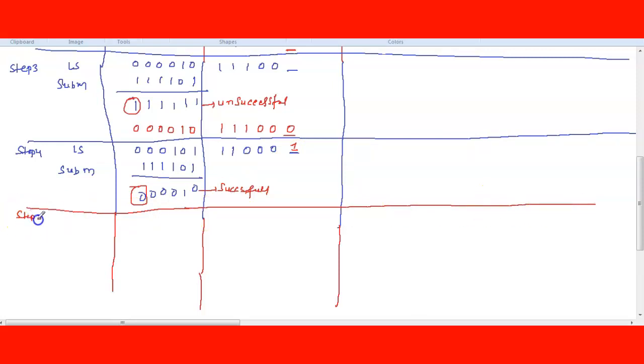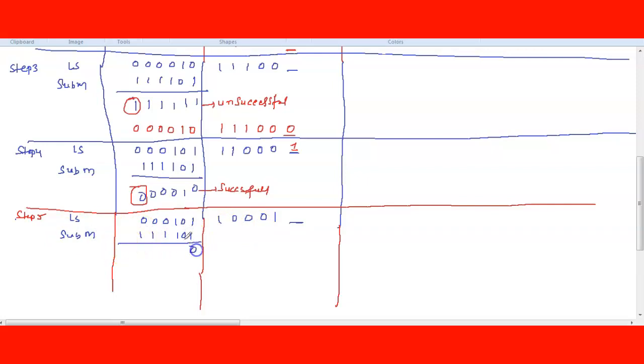Step 5, left shift. So you'll get here 0 0 0 1 0 1, and here I will write in the blue marker so you will not be confused. This is step 5, left shift. So 0 0 0 1 0 1, and this is 1 0 0 0 1. This bit is empty. Subtract m, which means 1 1 1 1 0 1.